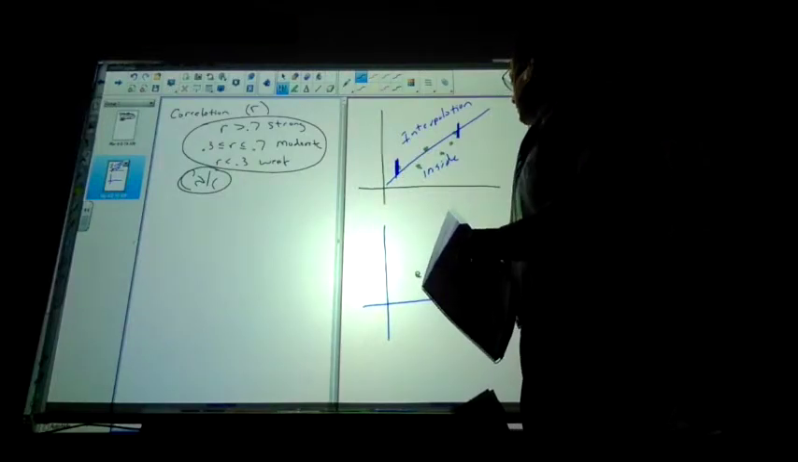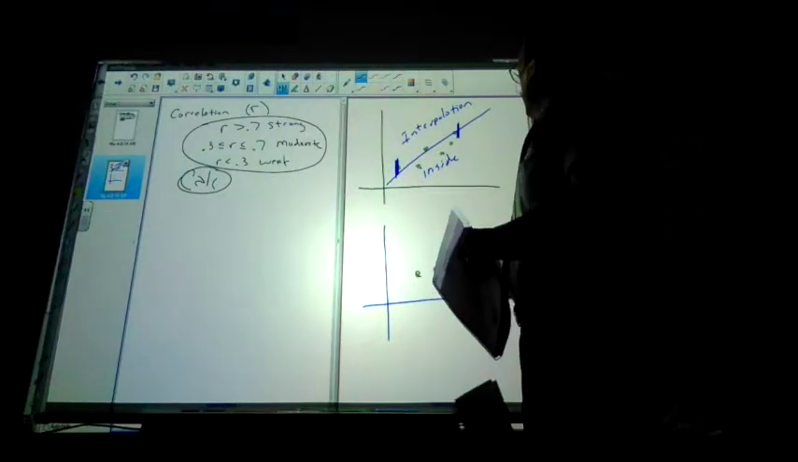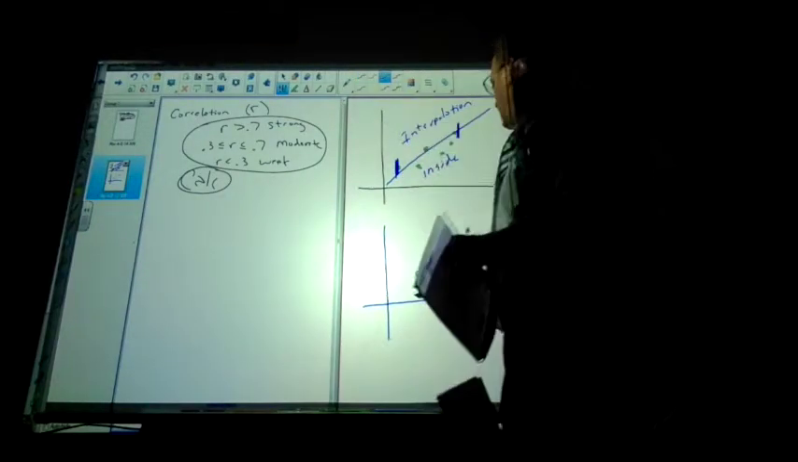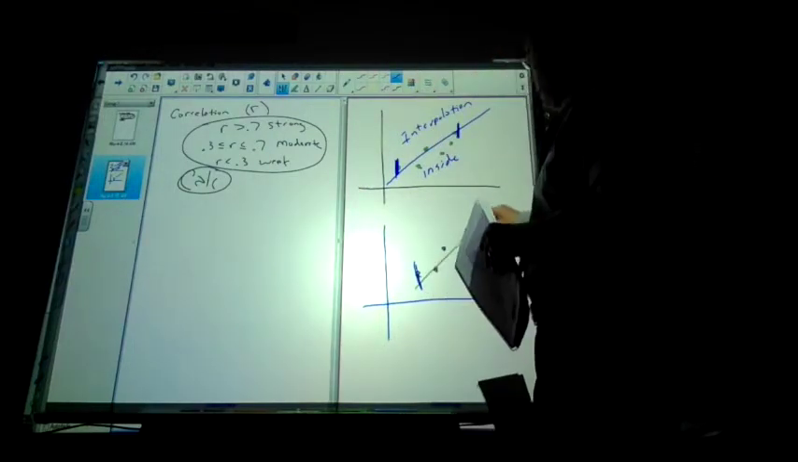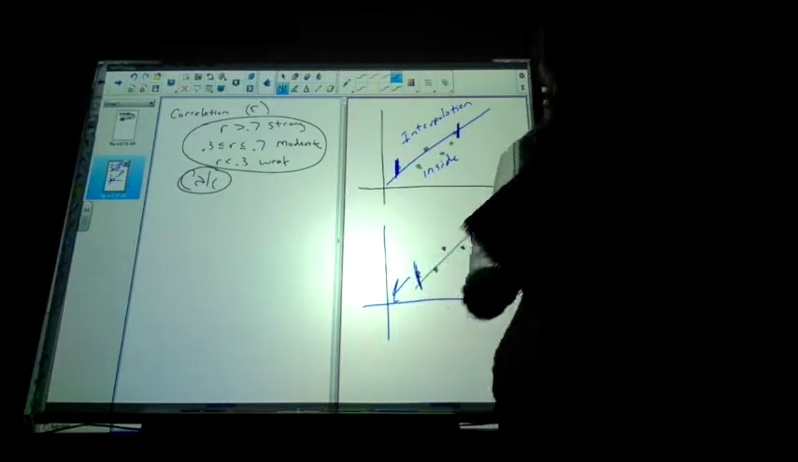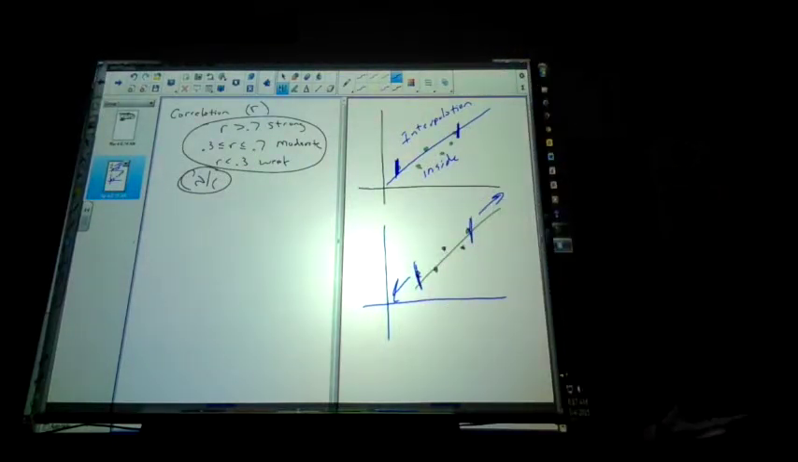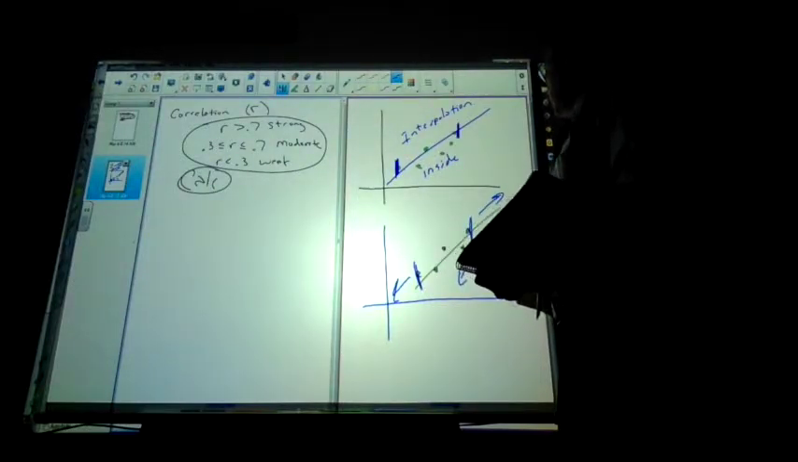Extrapolation is if we had our data plotted, we had our line of best fit. Inside here to here would be interpolation. Outside of here, where the data doesn't exist, but the line of best fit might fit, is called extrapolation.